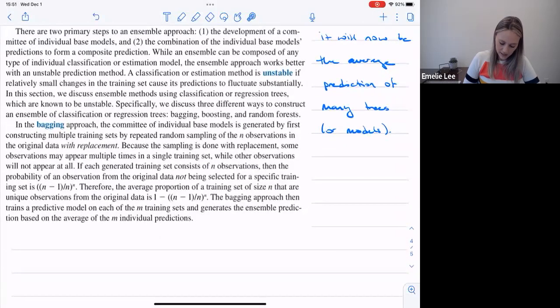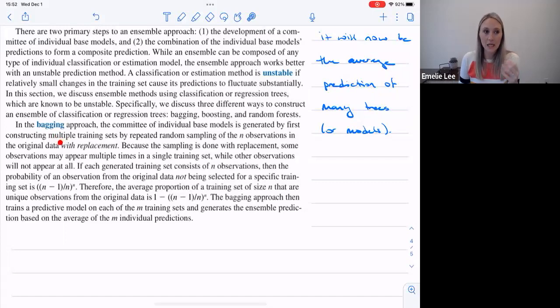So we're going to talk about three key ways of getting these unstable methods. The first one is bagging. There's bagging, boosting, and I want to say random forests, but maybe it's in here. Yeah, bagging, boosting, and random forests. I thought there was another one, but anyways.